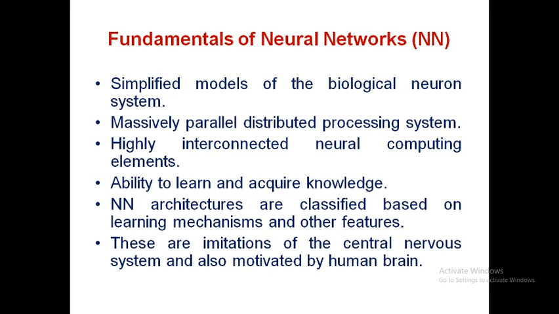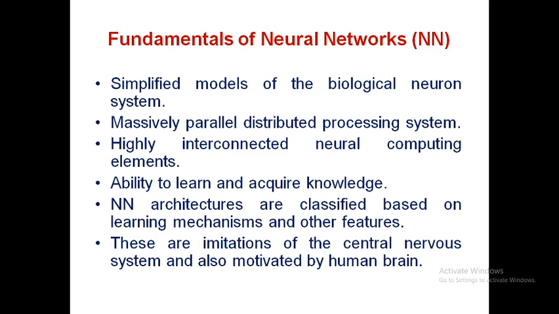The neural computing elements in the human brain we generally call neurons. In a similar way, if you mimic a small portion of the human brain, that becomes the artificial neural network. Another thing is that this neural network has an ability to learn and acquire knowledge. That means if you are teaching it properly, if you are training it properly, neural networks can acquire the knowledge, and based on that knowledge, what the inputs are, and based on the training, it will give the output.